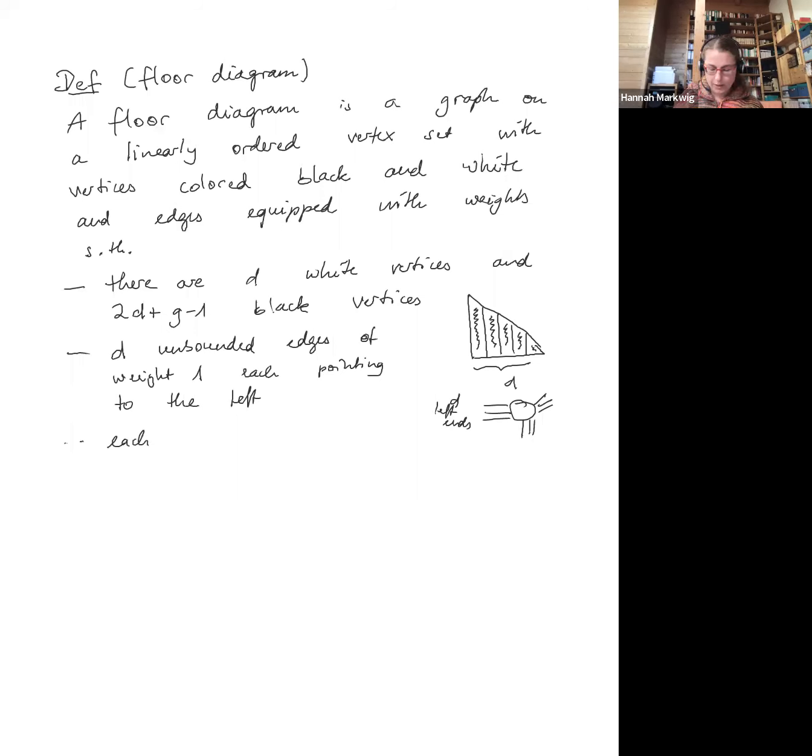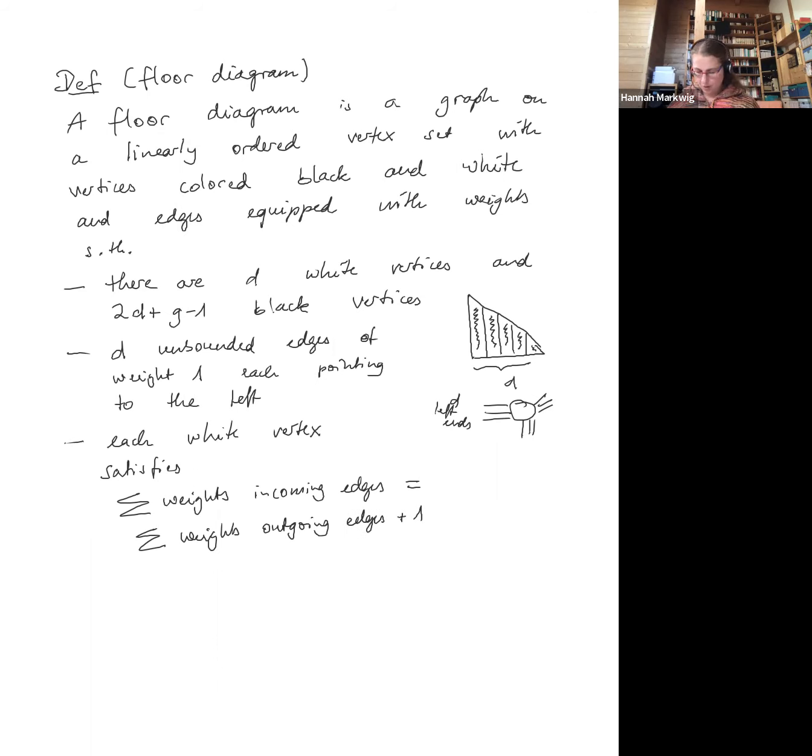Then each white vertex satisfies the sum, oops, sorry, the sum of the weights of the incoming edges equals the sum of the weights of the outgoing edges plus 1. Why is that? Let's give a reason for that also.